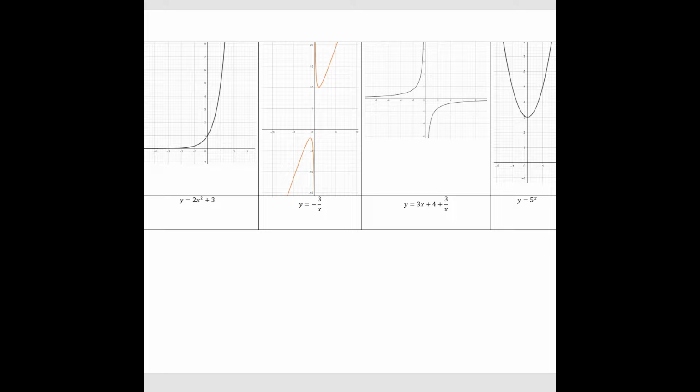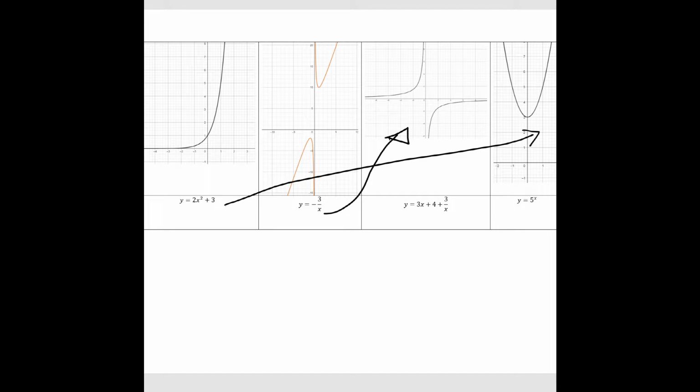Let's go through the answers. The first graph, 2x squared plus 3, is going to be a quadratic. The only quadratic here is the one on the end. The second graph, y equals minus 3 over x, is a hyperbola, and it's a simple hyperbola with asymptotes of the x and y axes. So that's going to be this third one along.